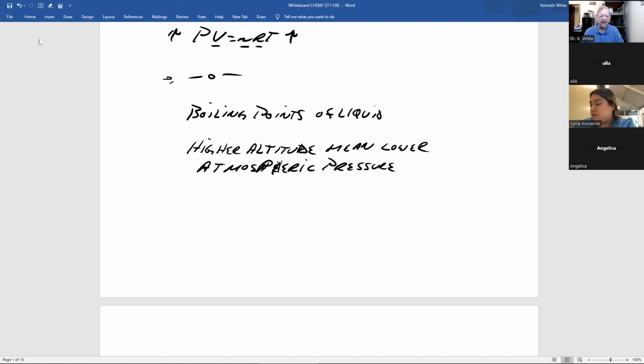I could never spell atmospheric right. This should be an H. But anyways, the higher the altitude, the lower the atmospheric pressure. That means you need a lower vapor pressure. That means you have a lower boiling point.